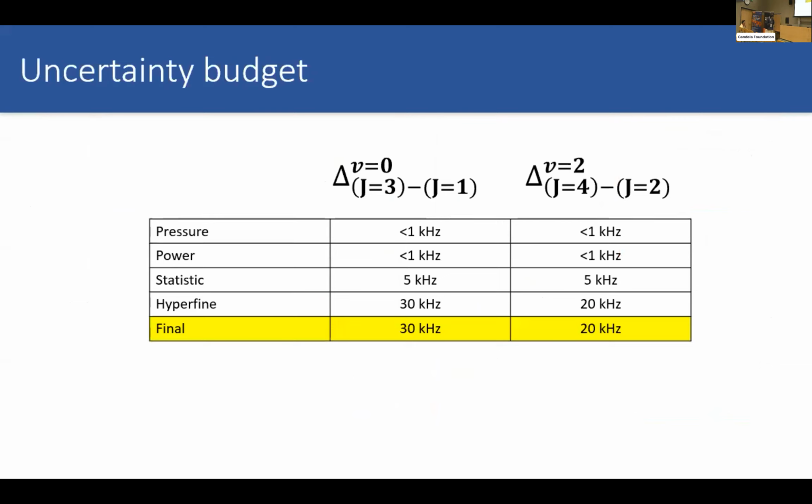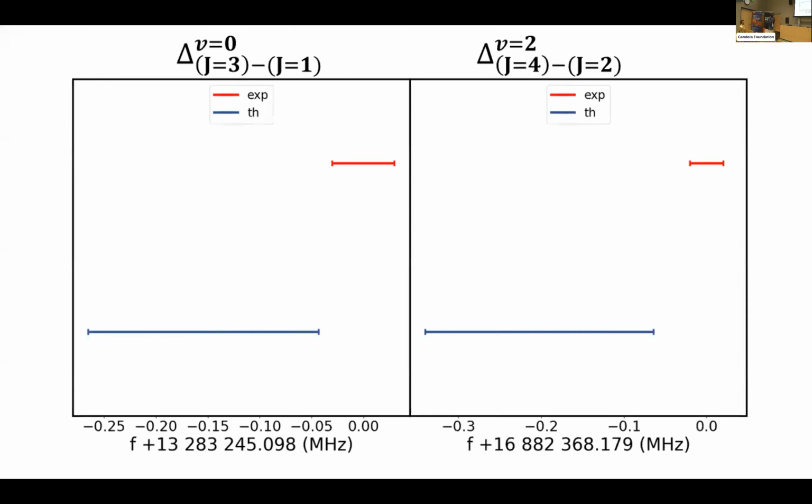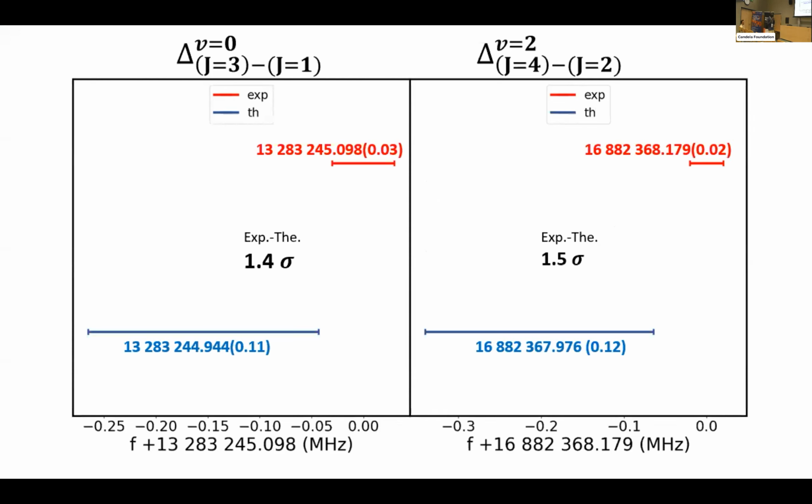If you look at the uncertainty budget, we have almost no pressure or power effect here, because there's a common mode that gets rid of this part. The statistic is described by this cubic spline I explained earlier. And lastly, it is mostly determined by our hyperfine extrapolation, a very crude one. Then if we want to compare with theory, we have these numbers: as explained in the rovibrational, it was plus 1.9 sigma off, and in our new analysis of the rotational interval, we have plus 1.5 sigma from theory.